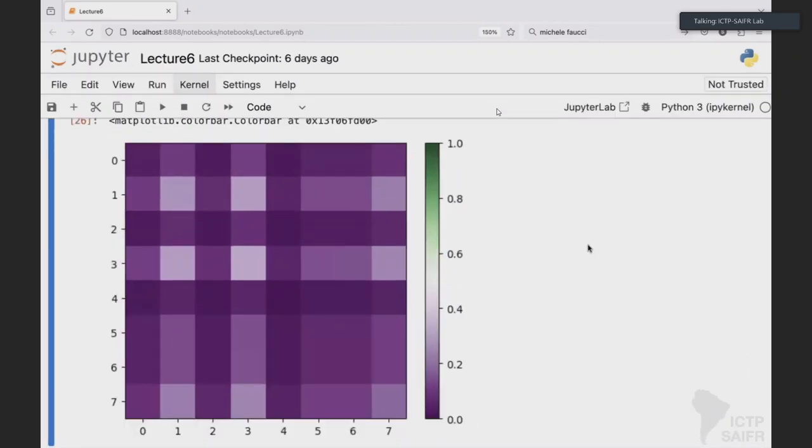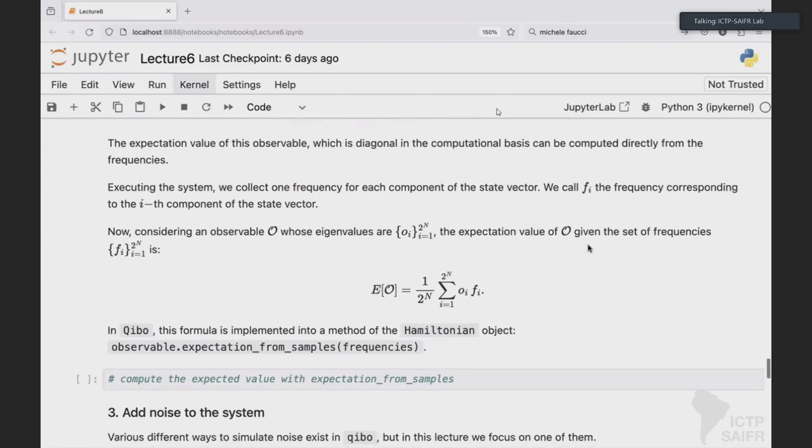Okay, so this is for the simulation of our circuit. Now, before applying noise, we can try to compute some of the observables that we have constructed. So you can take the expectation value of the observable, which is defined by the operation you see here. So we take the normalization coefficient, and then we sum up the eigenvalues of the observable times the frequencies that we have observed from the simulation that we did above.